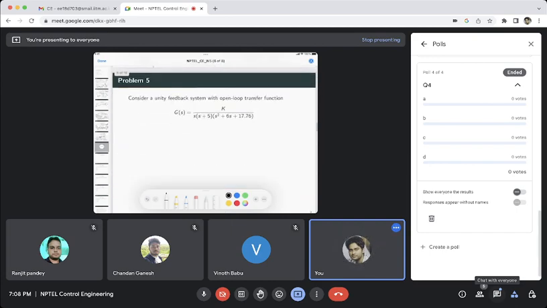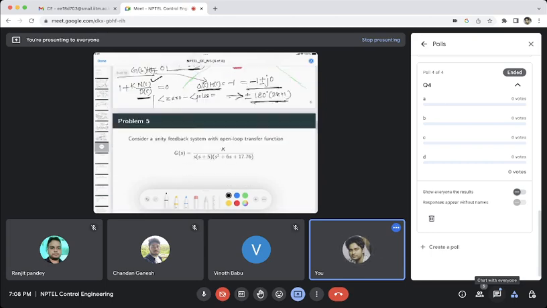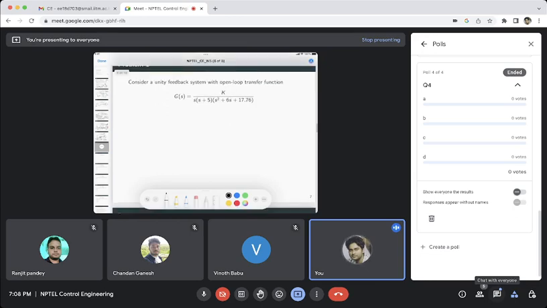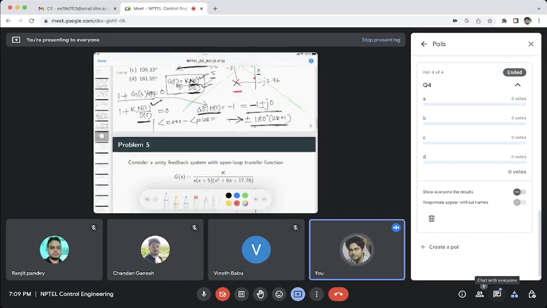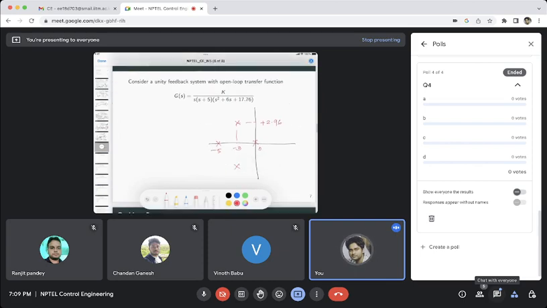So for this case, you find these angles. I'll draw this here. You have a pole at 0, another at minus 5, and two complex conjugate open loop poles at minus 3 plus j 2.96 and minus 3 minus j 2.96. That means the root locus will depart from these complex conjugate poles. You just have to find one part of this root locus, because it is symmetrical about the real axis, so you can draw the other part. We are just considering the upper part only.